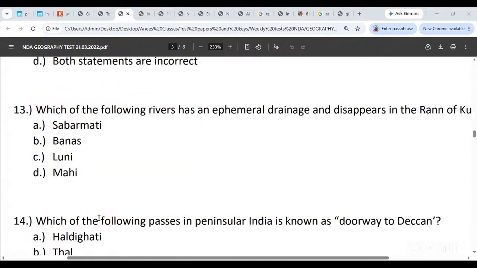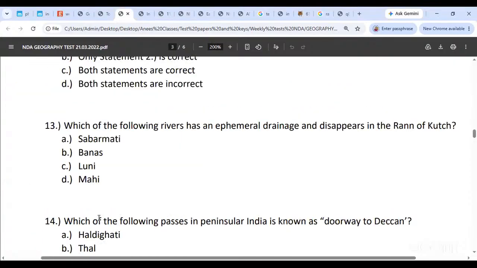Which of the following rivers has an ephemeral drainage and disappears in the Rann of Kutch? Your options are Luni. Luni famously disappears in the Rann of Kutch. Okay.